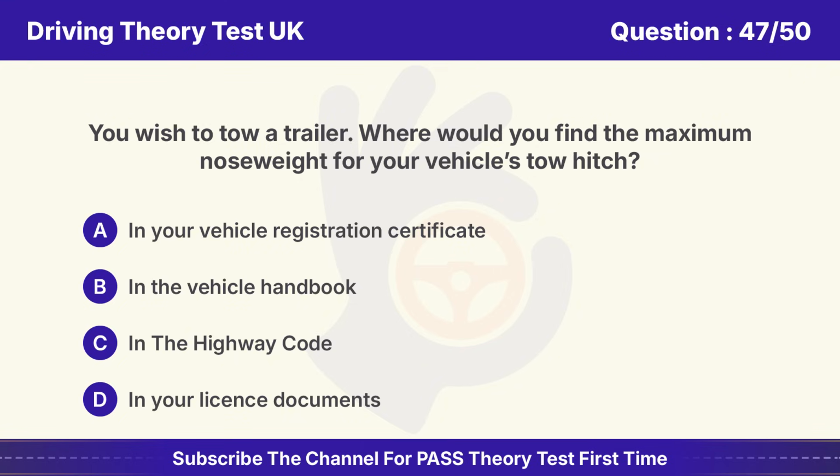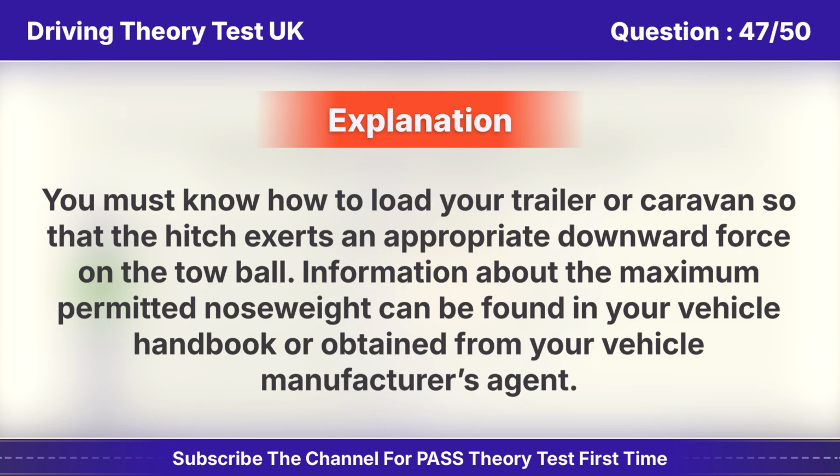Question 47. You wish to tow a trailer. Where would you find the maximum nose weight for your vehicle's tow hitch? Answer is B. In the vehicle handbook. You must know how to load your trailer or caravan so that the hitch exerts an appropriate downward force on the tow ball. Information about the maximum permitted nose weight can be found in your vehicle handbook or obtained from your vehicle manufacturer's agent.